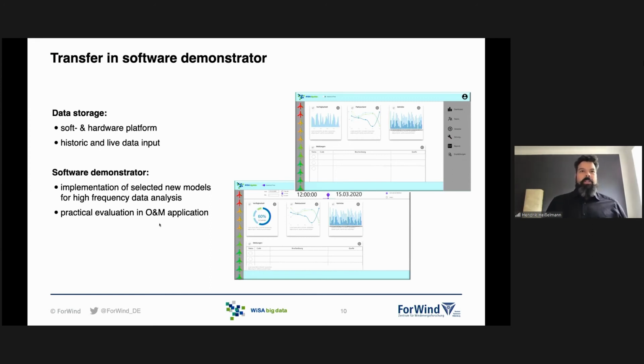So once we have this, as I mentioned in the very beginning, we have this software and hardware platform where we have, on the one hand, historic data, and also we are working on getting live data input from certain wind farms now. And all these models will be implemented, or are implemented, in this software demonstrator. And you can see on the right-hand side, for example, this is just a mock-up of the dashboard. You can see, for example, in color code, the status of the turbine, and then you have 2 different representations here for the availability. If that's what you like, that's fine. If that's what you like better, you can also have a different visualization here.